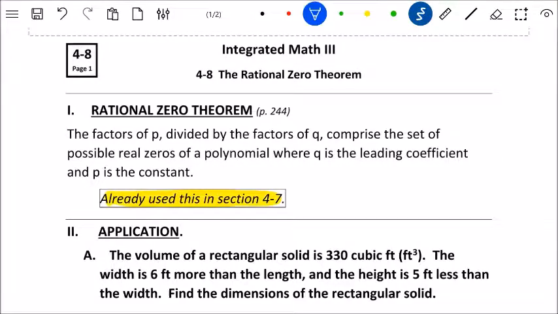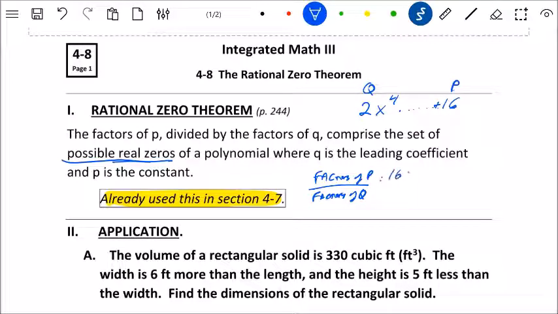The rational zero theorem you've used already in the last section. This is the one that says if you have a polynomial, let's say it's 2x to the fourth power, and then all this other stuff with, say, plus 16 on the end of it, you can find the possible real zeros. They come from a group that's the factors of P over the factors of Q. This is Q and this is P.